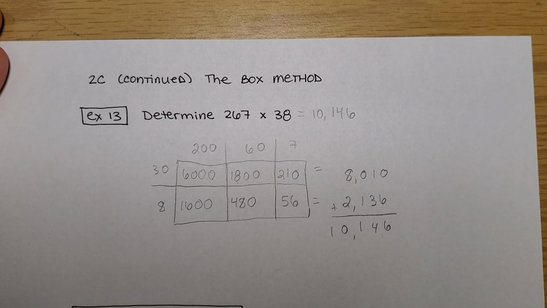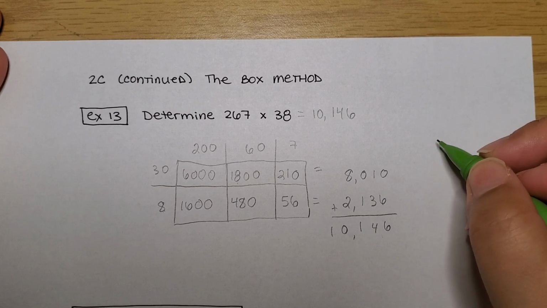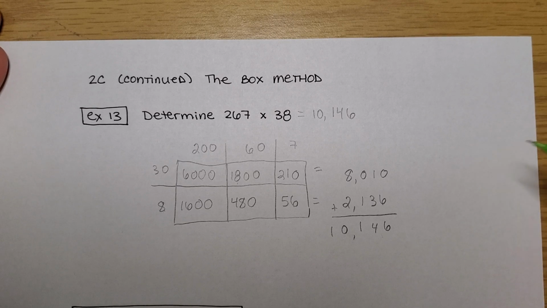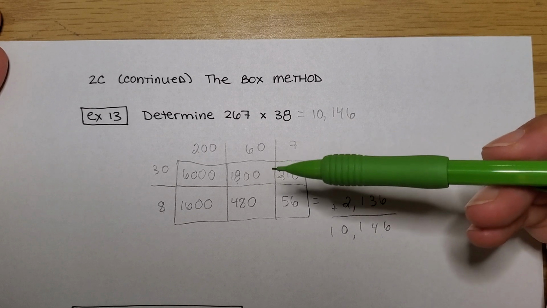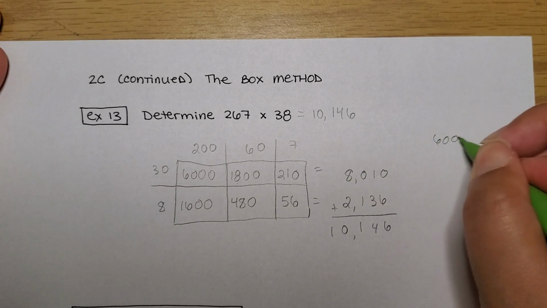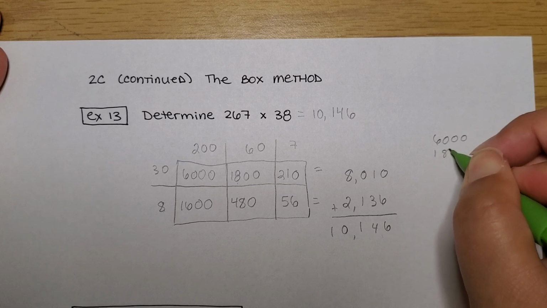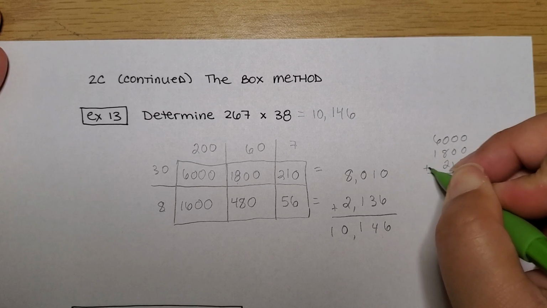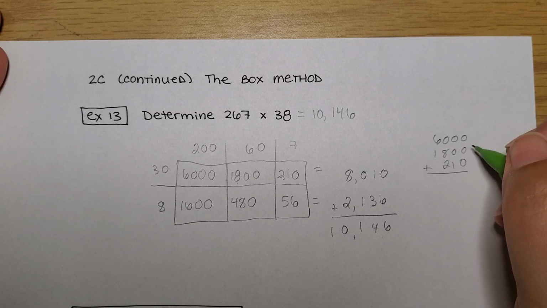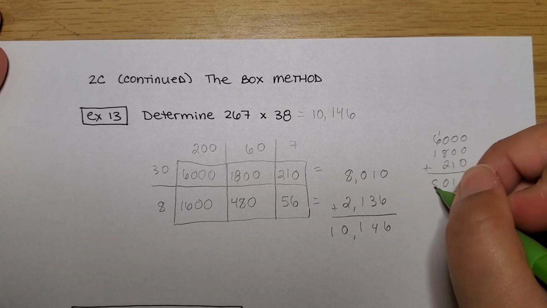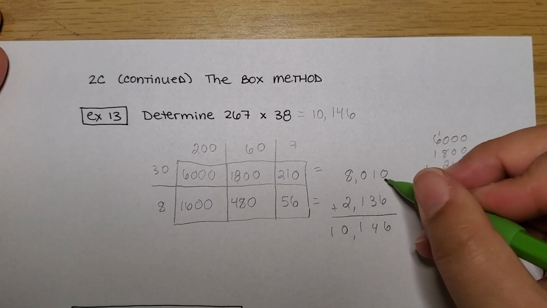Now, I did that addition in my head, but you can always write it off on the side or use whatever technique is going to work best for you. If you needed to write out 6,000 and then 1,800 and then 210, right? If you wanted to write that out to do your addition, you absolutely can. And we get that 8,010.